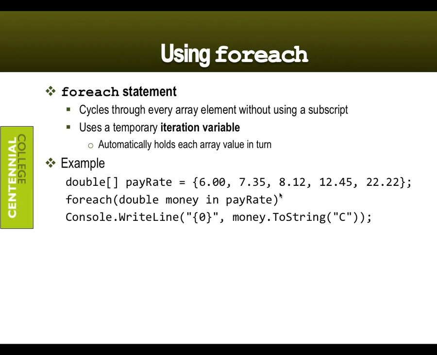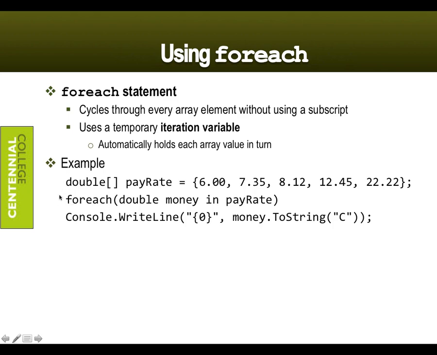So here's what I can do. I can say for each money in pay rate, right? Here's my pay rate. Look at this example. My pay rate has how many elements? How many elements does my pay rate array have? 1, 2, 3, 4, 5. Correct. So if I say for each money in pay rate, what's the value of this money variable when I start my for each loop?